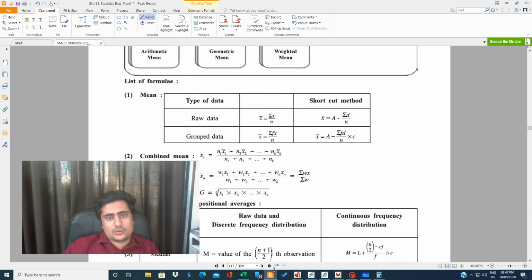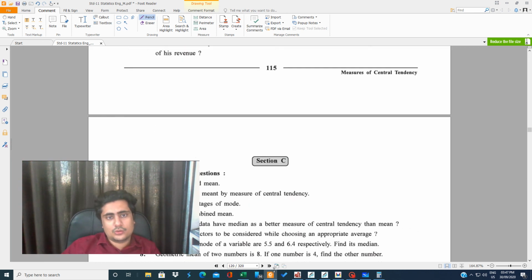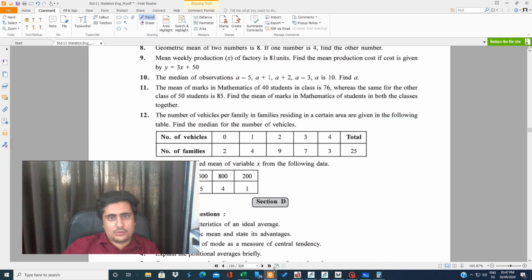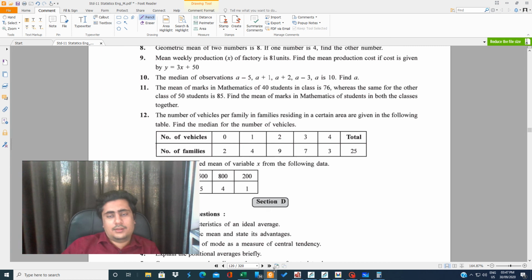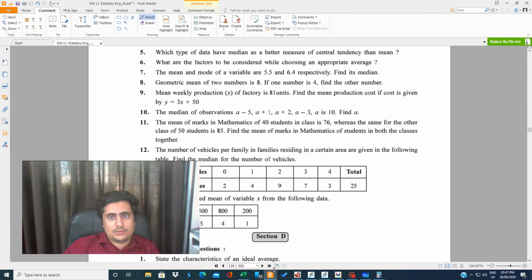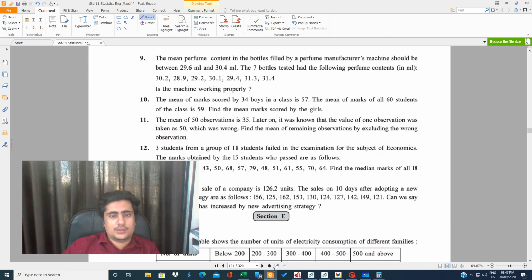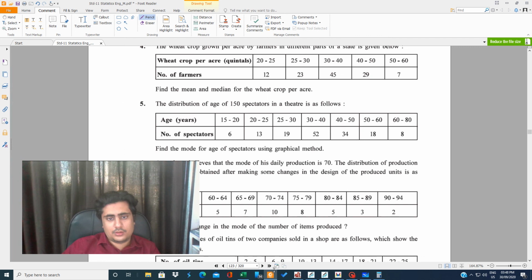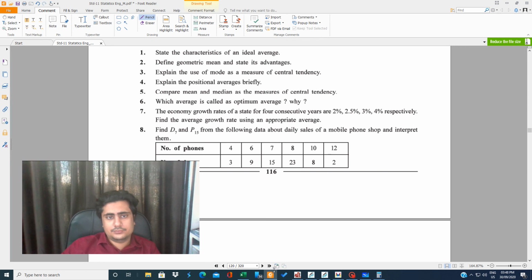Okay, let us see here. You have to solve all the questions of the main exercise. You have to do the MCQ also. You have to do section B also. You have to do section C also, including theory. Then you have to do all the sums which are left to be done. We can do some of geometric mean if there is any.